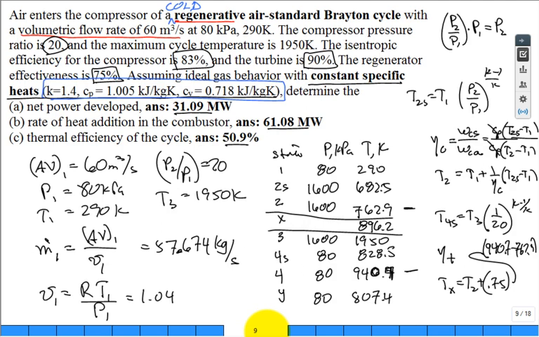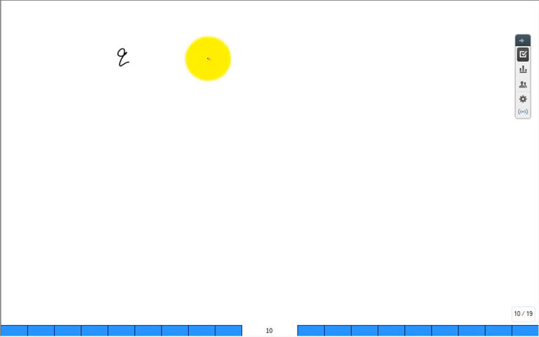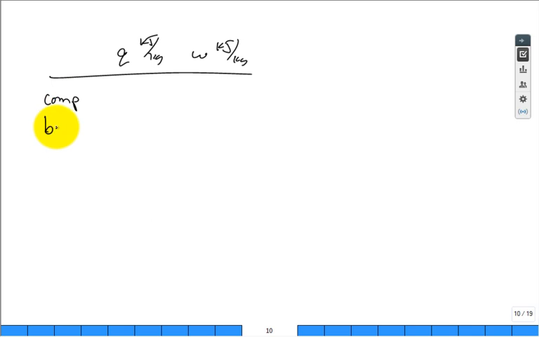Once I have a table of all of these properties, I need a table of the transfers. I'm running out of room. Insert new page. So I'm going to have Q and W in kilojoules per kilogram. And I have a component known as the compressor. I'm going to put burner, although I like to call it combustor, but it's too closely, C for compressor, C for combustor. So we'll call it burner. And then you have the turbine, and then you have a regenerator, and then a heat exchanger.